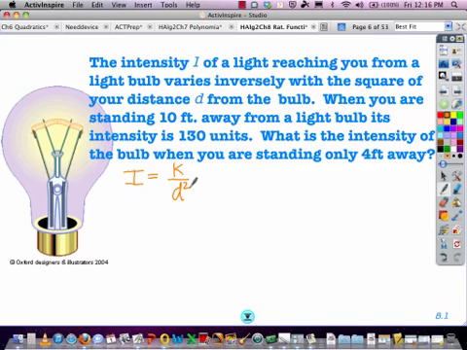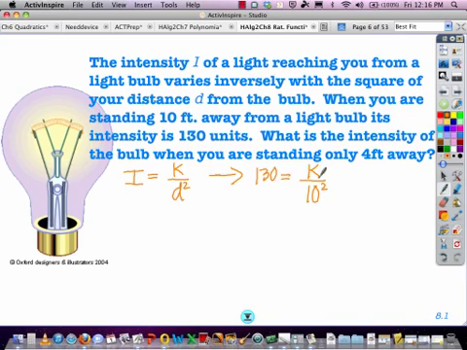We weren't given k, we weren't given anything till the next sentence. Now here we go. When you're standing 10 feet away, which we know is our distance, so let's start filling in what we know. If we know our distance is 10, but that's still squared, so we have to put the squared next to it. From a light bulb, its intensity is 130 units. So we know the intensity is 130. We still know nothing about K.